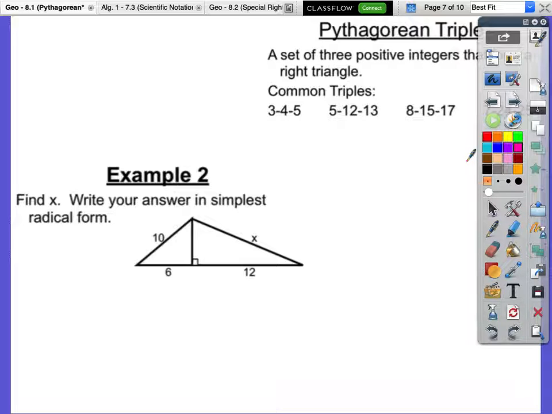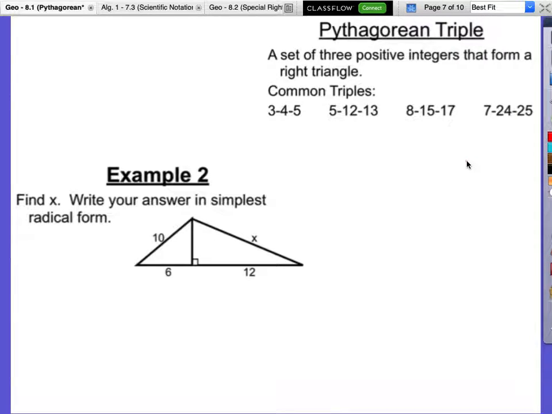So it's a set, they go together, of 3 positive integers, just whole numbers, that form a right triangle. Some common ones are where two of the legs will be 3 and 4, the hypotenuse will be 5. If the legs are 5 and 12, the hypotenuse will be 13. If the legs are 8 and 15, the hypotenuse will be 17.